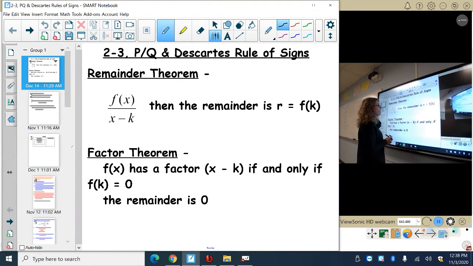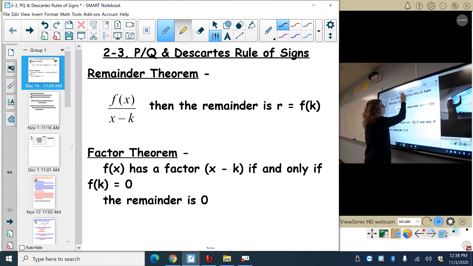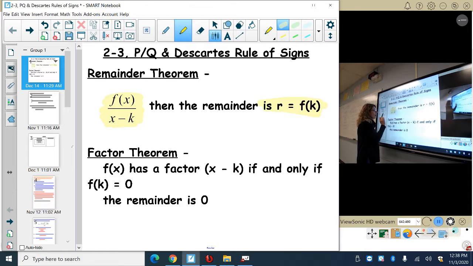The remainder theorem says, what we just learned from synthetic division, that f at k is equal to R when you do synthetic division. That's super, super important, so we already learned this. The factor theorem says that x minus k is a factor if the remainder is equal to 0. We already knew this as well.